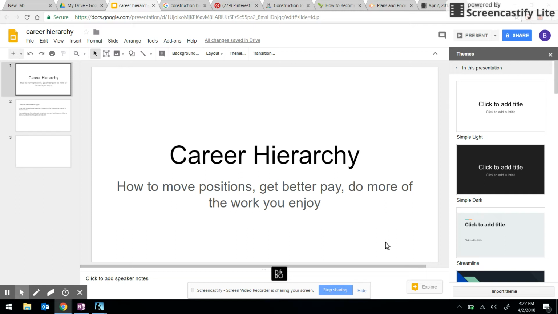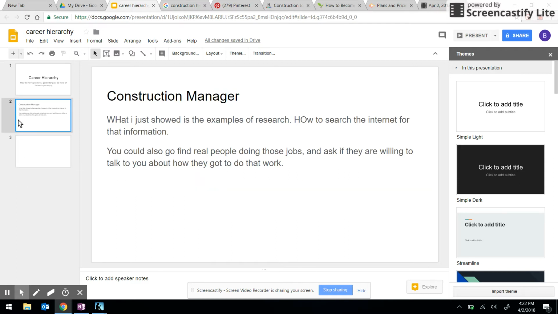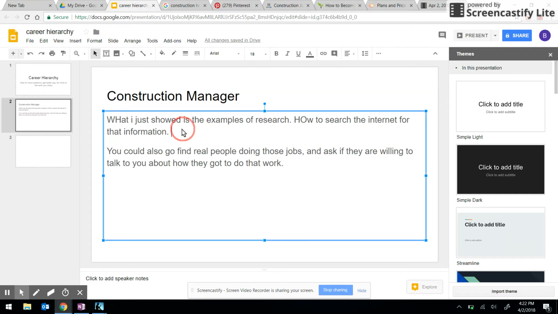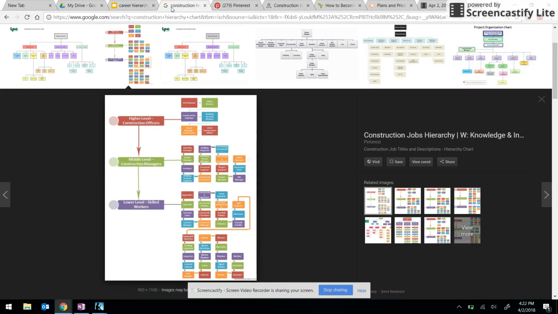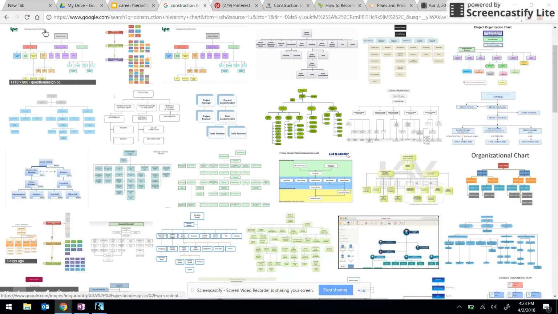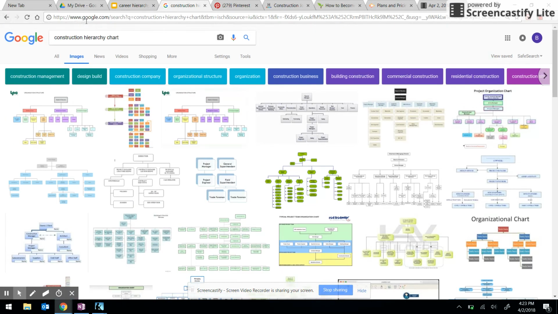And what I'm going to show you is some skills to research that stuff. And so I'm going to use an example, but you can do a lot of the same things that I do. So my example is a construction manager. I'm going to show you what I showed you as the example of research, how to search the internet for that information. So let's do that right now. So I am going to go to our friend Google.